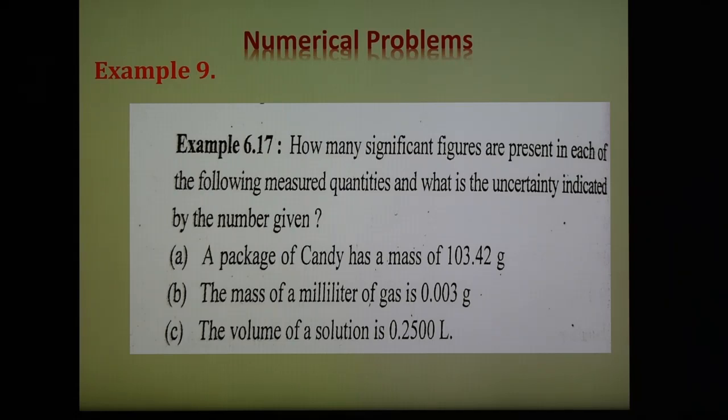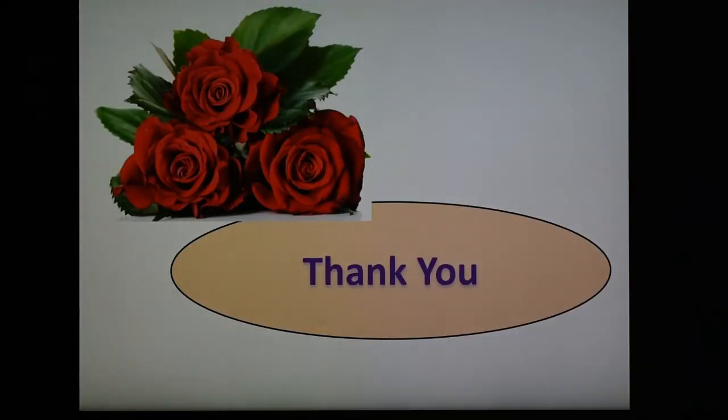In the case of the second, none of the zeros in 0.003 are significant. They show only the location of the decimal point. There is only one significant digit, and the uncertainty is plus minus 0.001 gram. In the case of the third, the 0.2 is the first non-zero digit in 0.2500 liter, so there are 4 significant digits, including the last 2 zeros. The uncertainty here is plus minus 0.0001. So in this way we can calculate the number of significant figures in the given number.